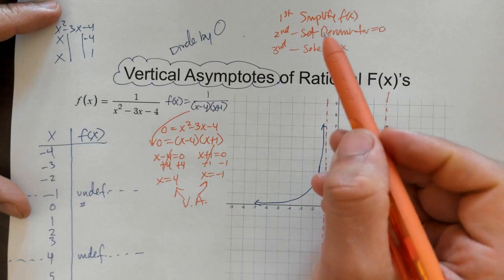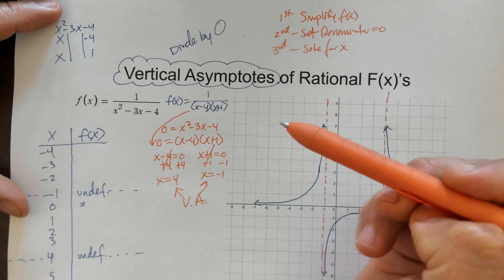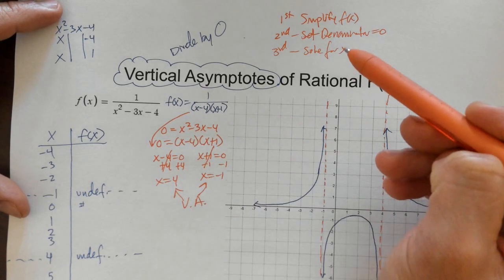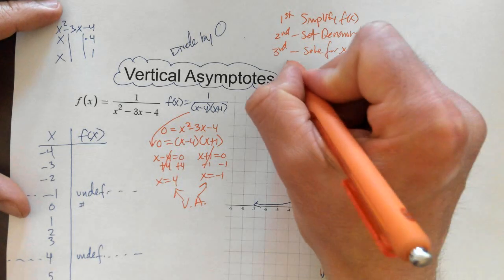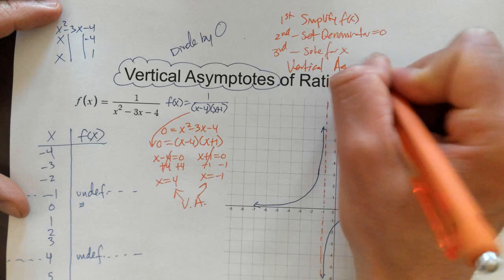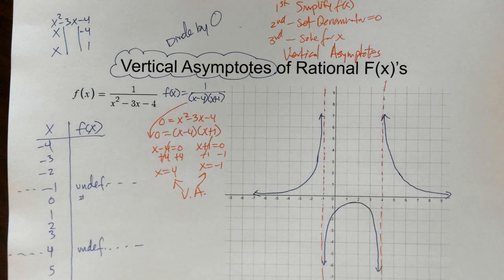So, follow these 3 steps. Simplify the function whenever you can. Set the denominator equal to 0, like we did here. And then solve for x. That gives you the vertical asymptotes. That's what's going to create that imaginary boundary that the function will get really, really close to but never touch.